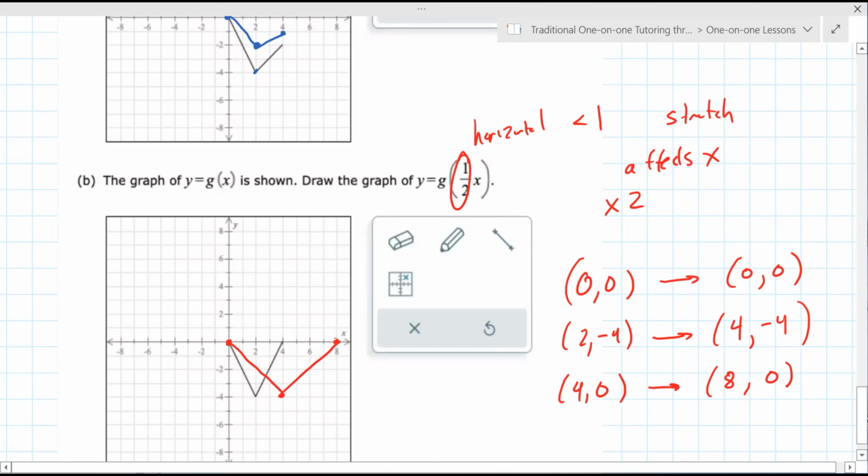Oh yeah, there's a big stretch. Okay, perfect. Got that one down.